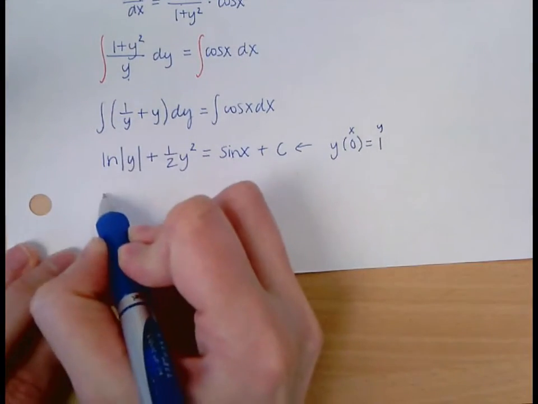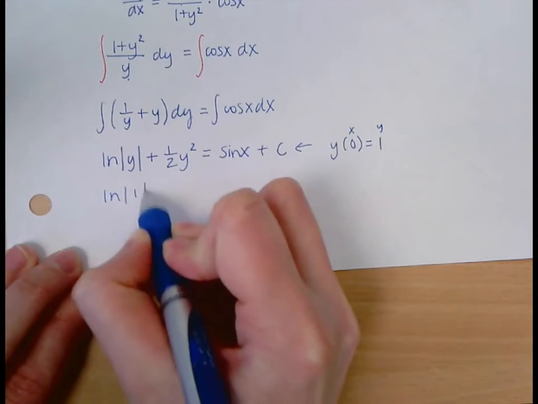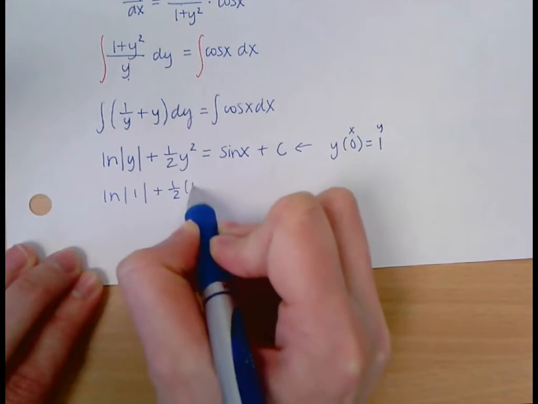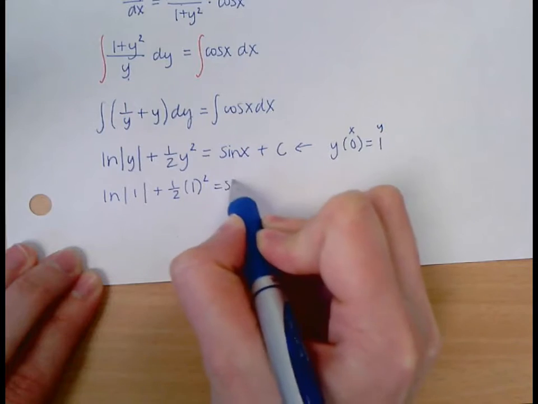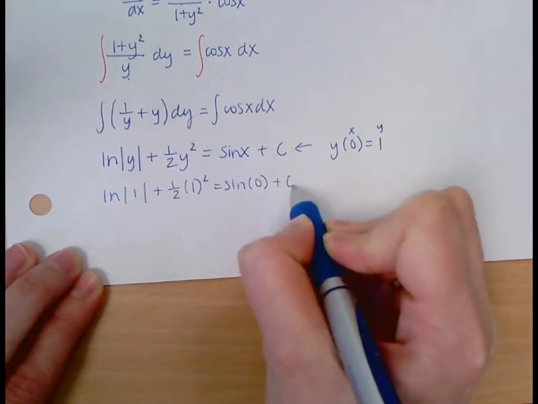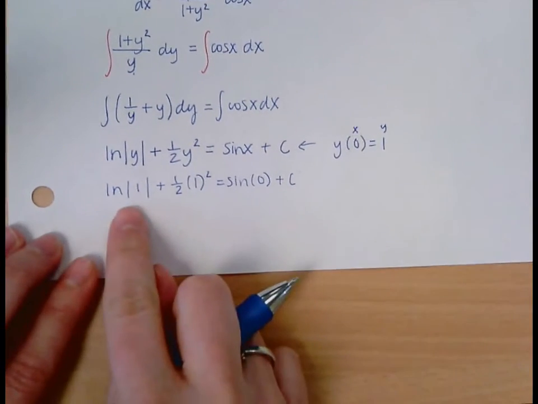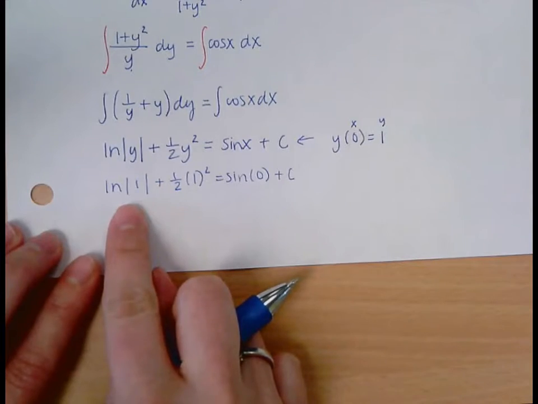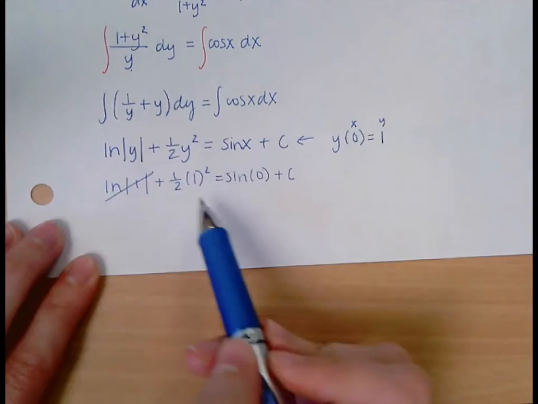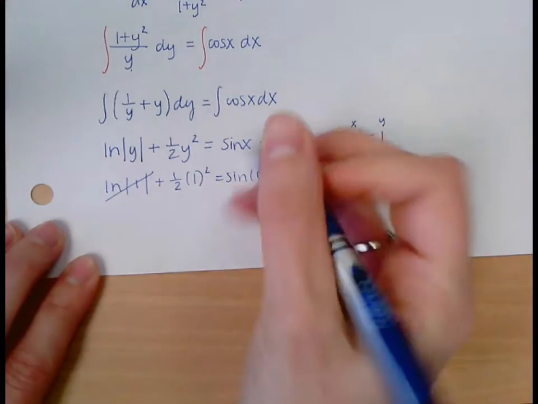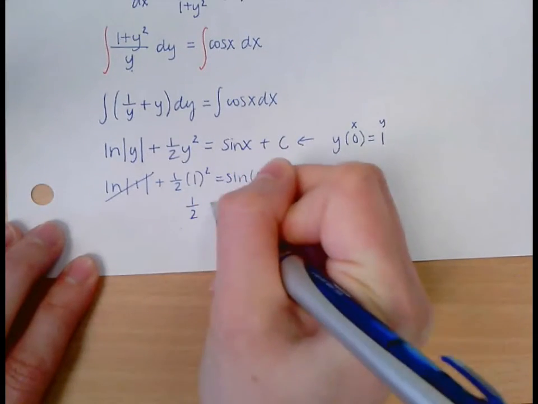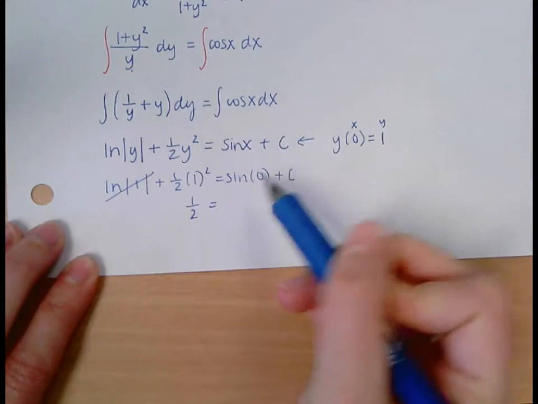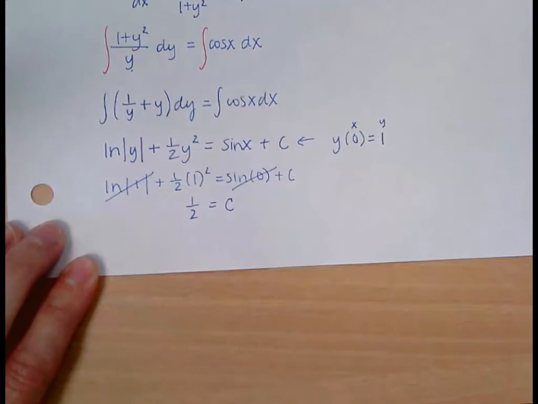So we would get natural log of the absolute value of 1 plus 1/2 times 1 squared equals sine of 0 plus C. What's the natural log of 1? 0. 1/2 times 1 squared is just going to be 1/2. Sine of 0 is 0. So C is just 1/2.